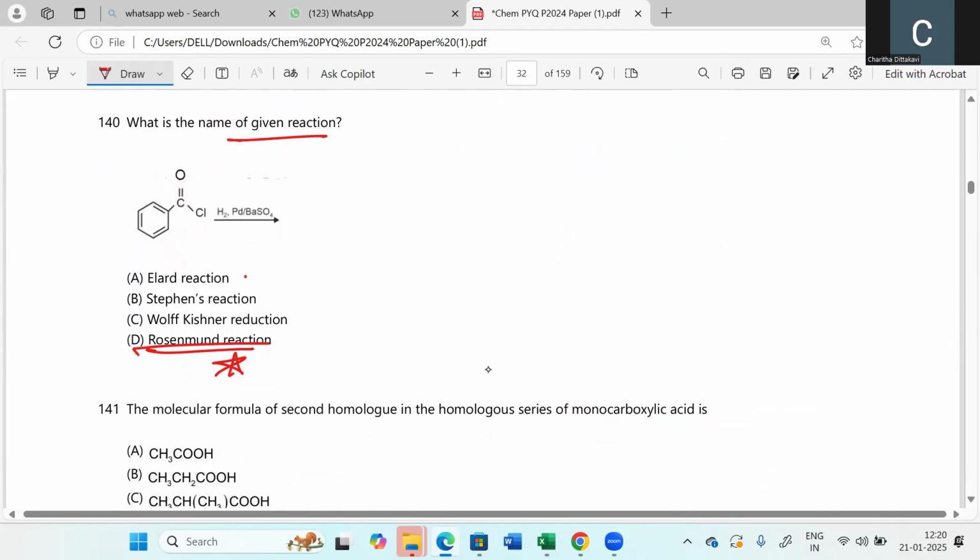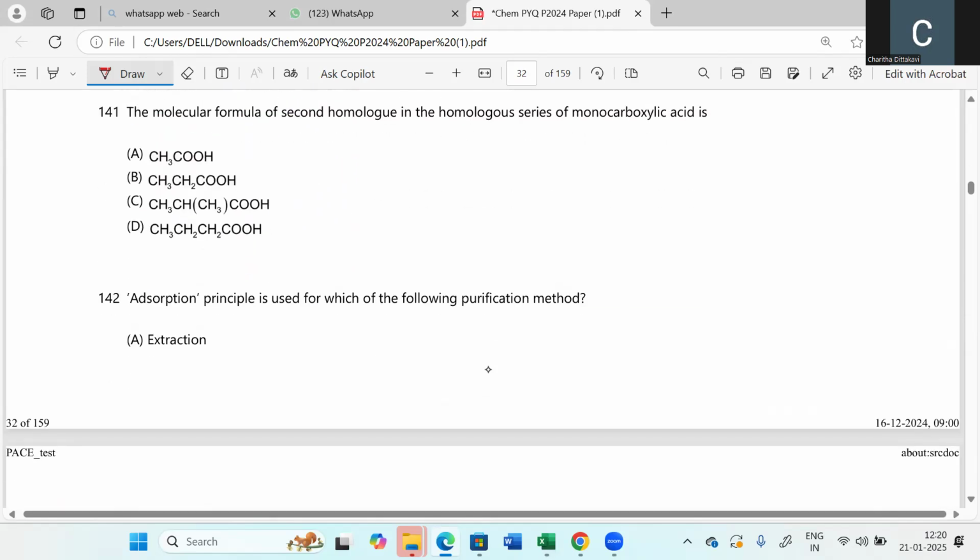Etard reaction with toluene, Stephen reaction, reduction with SnCl2, Wolff-Kishner with hydrazine. So please do remember all these things. Rosenmund is C double bond O Cl. Okay, acyl chlorides with Rosenmund. Remember, these name reactions are utmost important, बच्चे.